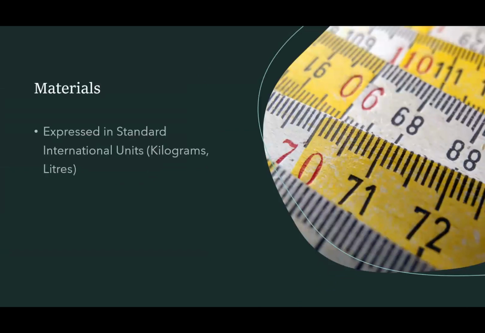Now, when you say material, it's basically expressed in the SI units, standard international units like kilograms and liters. So let's say if your organization is a bakery, for example, making cakes, in that case, the flour, the sugar, the oil, all these ingredients which are used in making the cake are all materials, because the flour can be expressed in kgs, the oil can be represented in liters, and so on. So those are all considered to be your material.